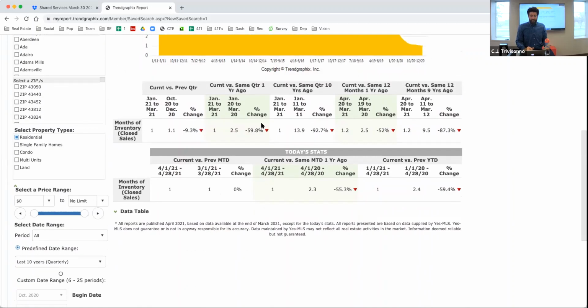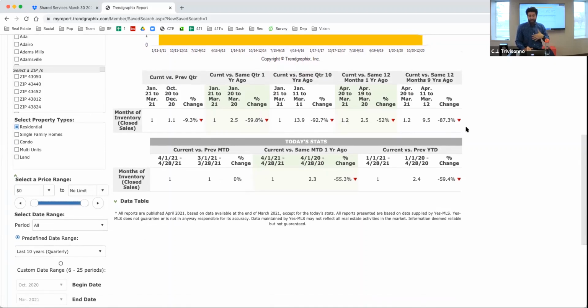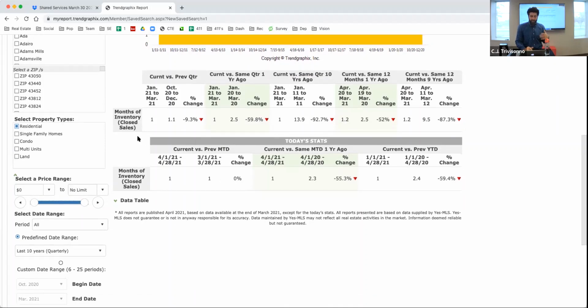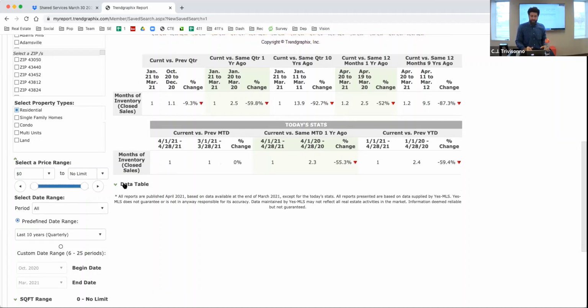So this gives you a lot of the information too, if you want to look at the percentages here. Current versus the same 12 months 9 years ago. So down 87% as far as months of inventory goes. It's 87% lower than it was. There's tons of data in here that you can play around with, especially if you know how to take data and convert it into a story. This is really helpful for you guys.